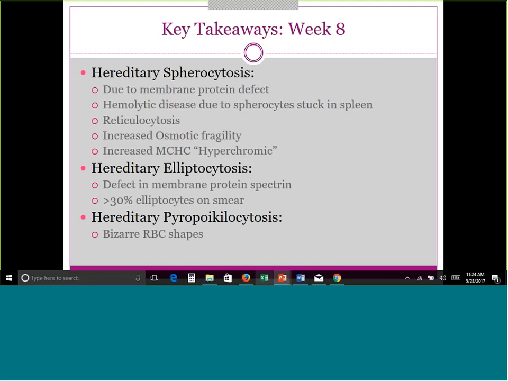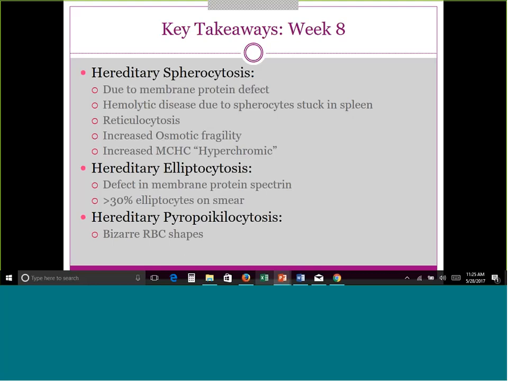Hereditary elliptocytosis, this was also due to a membrane protein defect with spectrin. And the key finding here, we find elliptocytes in a lot of diseases, but in order to consider it this, you have to see more than 30% of your red blood cells be elliptocytes. So that's kind of how to separate it from the other diseases that have elliptocytes in them.